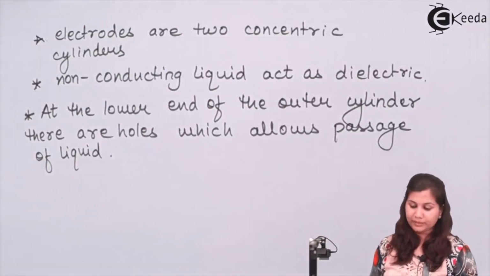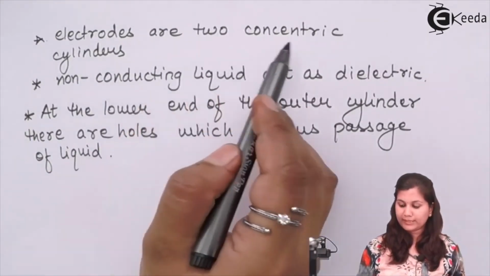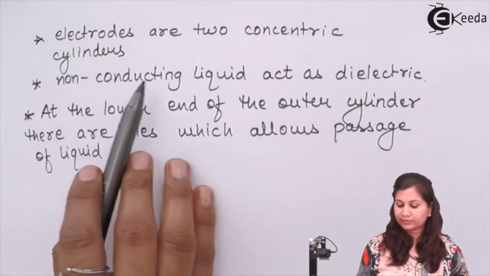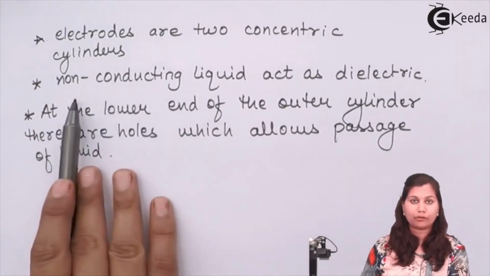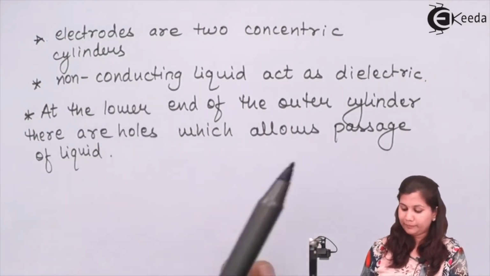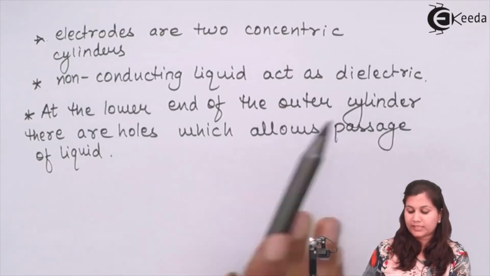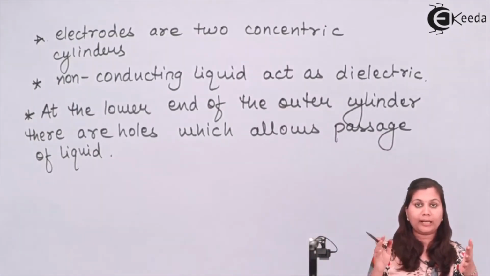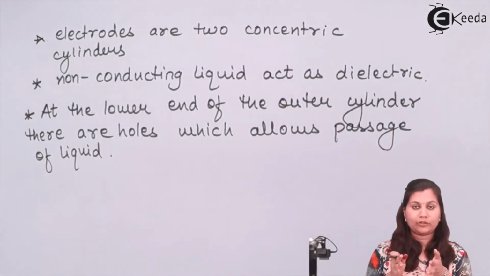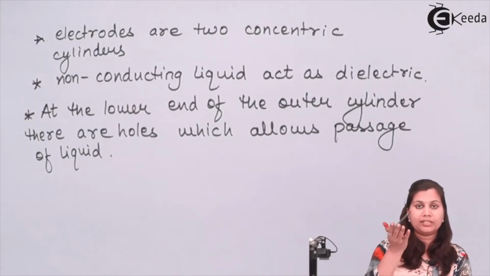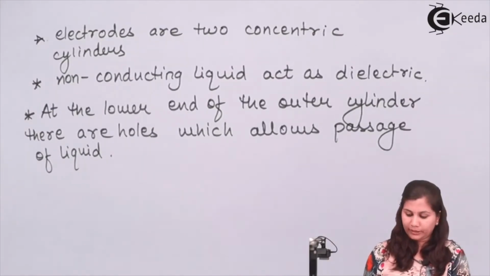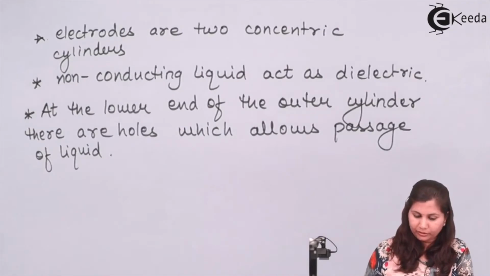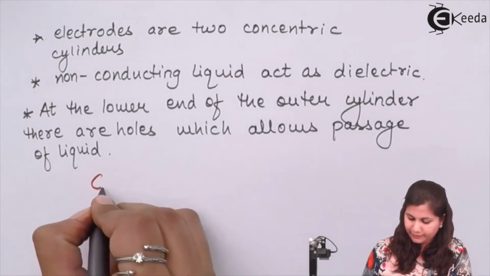So in this arrangement, electrodes are used, which are the two concentric cylinders. The non-conducting liquid, it is acting as the dielectric. Remember here, the liquid should not be a conducting liquid. Okay. Also at the lower end of the outer cylinder, there are holes so that the liquid can pass in between the two cylinders. Okay. So that as the level is increasing, we can say the capacitance is changing.